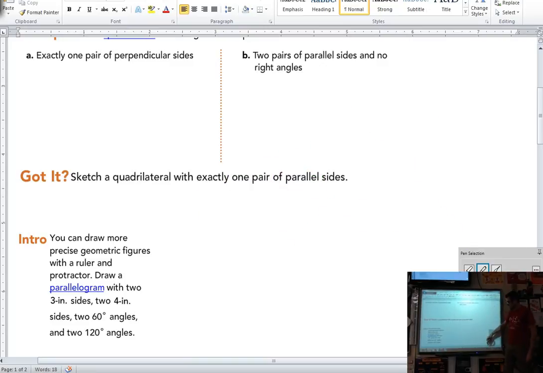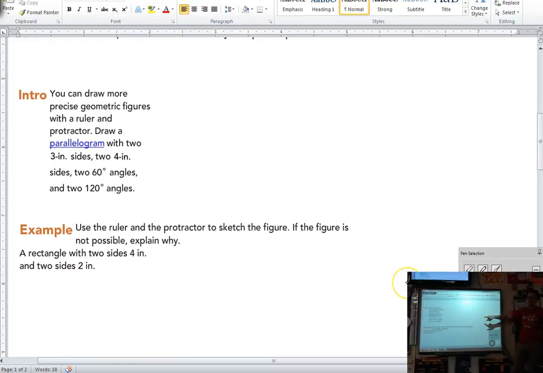So now we got a lot of details. Do you have a ruler and a protractor? If not, grab both, please.